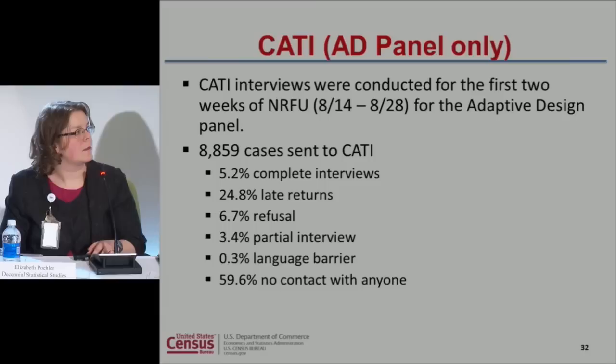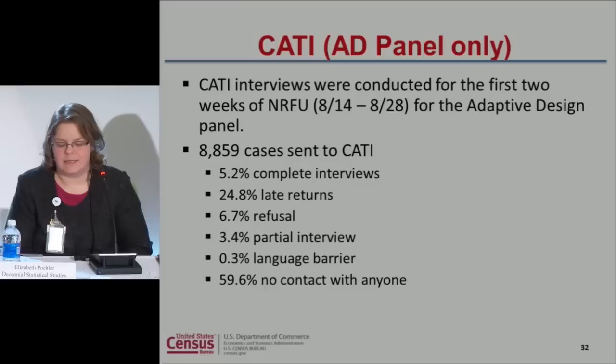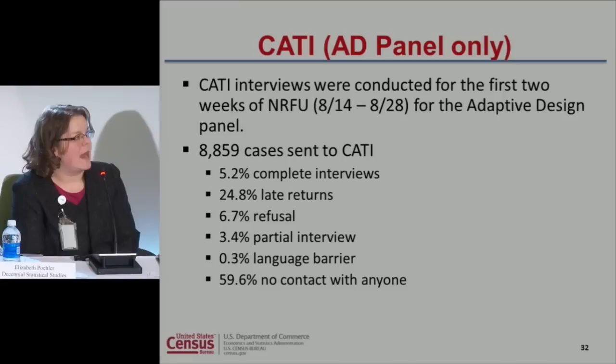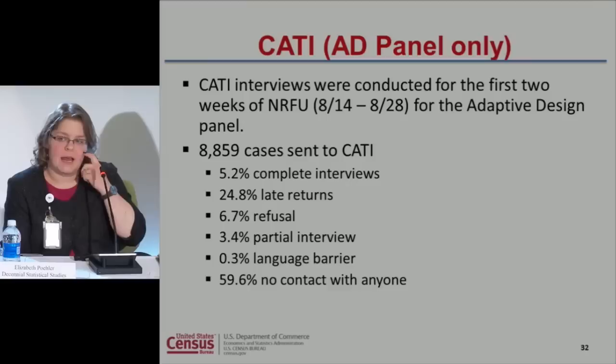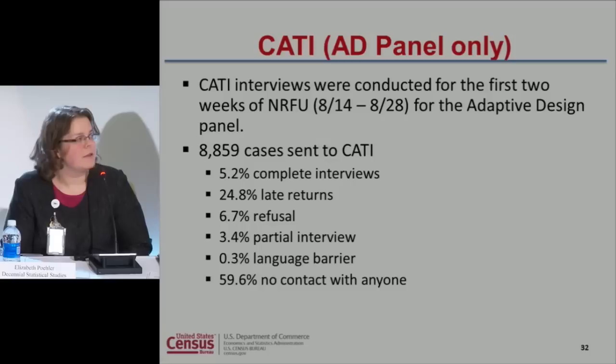Okay, so next we explored the CADI interviews. CADI interviews were conducted just for the adaptive design panel for the first 2 weeks of the operation. 8,859 cases had phone numbers and were eligible to be interviewed as part of CADI. We see that 5.2% of those cases were completed in CADI, and just under 25% actually had a late self-response. So no further interviewing on those two categories of cases were needed. However, the remainder of the categories that are shown on the slide required further interviewing in the field or with CAPI.